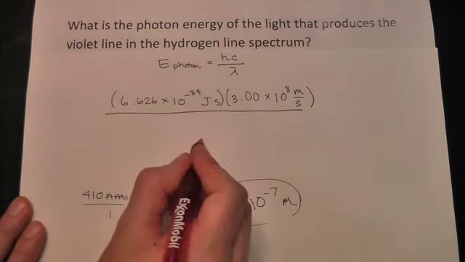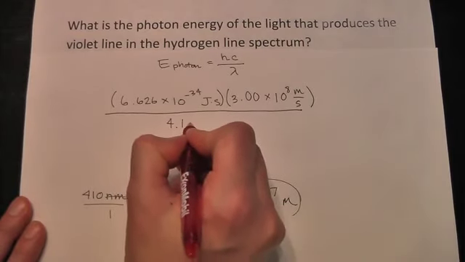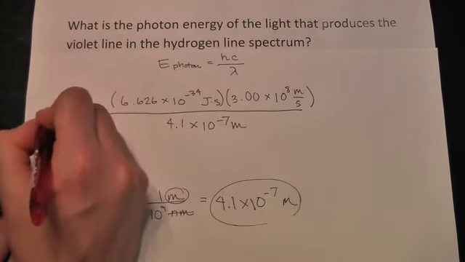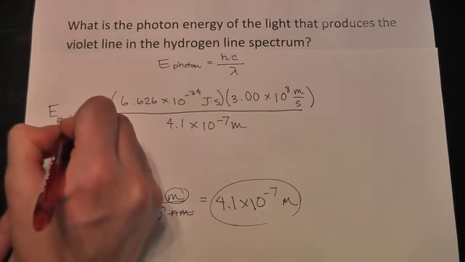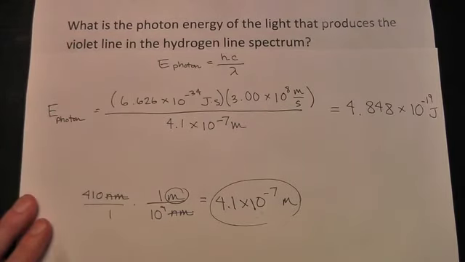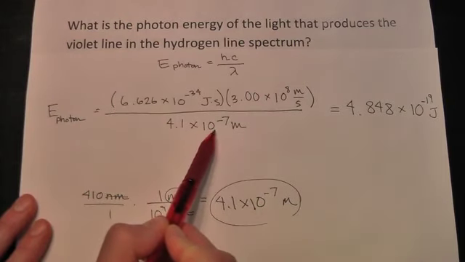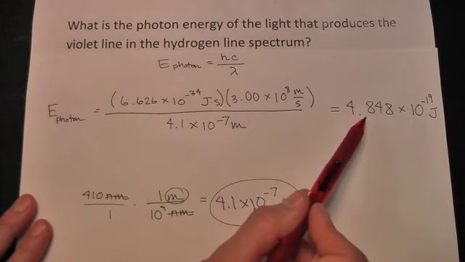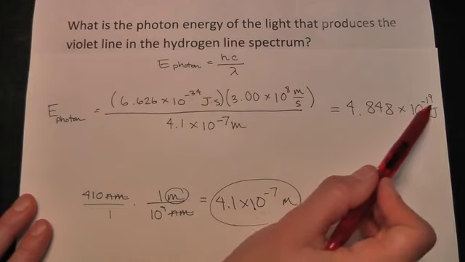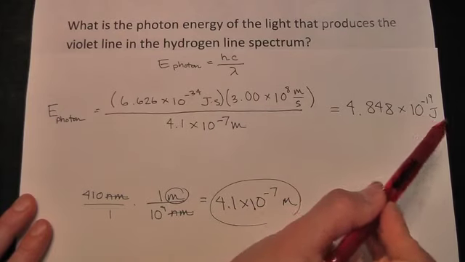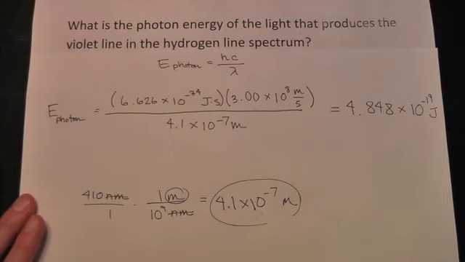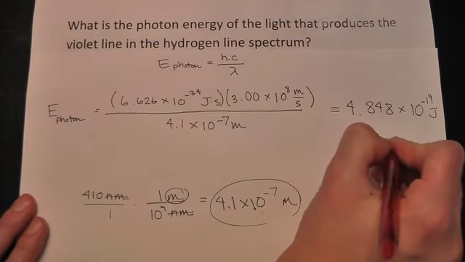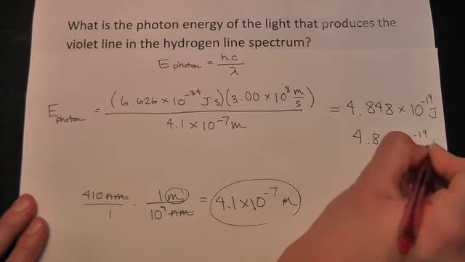I'm going to take that number and put it here. 4.1 times 10 to the -7th meters. This should equal the energy of that photon. I do the math on this problem, multiplying these and dividing by 4.1 times 10 to the -7th, and I get my energy, 4.848 times 10 to the -19th joules. What about significant figures? For significant figures, we need to keep it to 4.8 times 10 to the -19th joules.